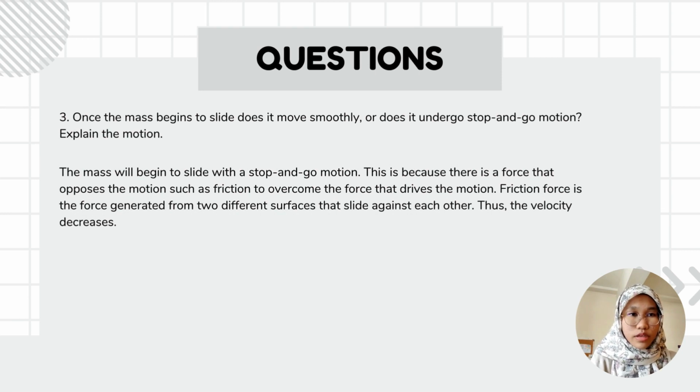The mass will begin to slide with a stop and go motion. This is because there is a force that opposes the motion, such as friction, to overcome the force that drives the motion. Friction force is the force generated from two different surfaces that slide against each other. Thus, the velocity decreases.